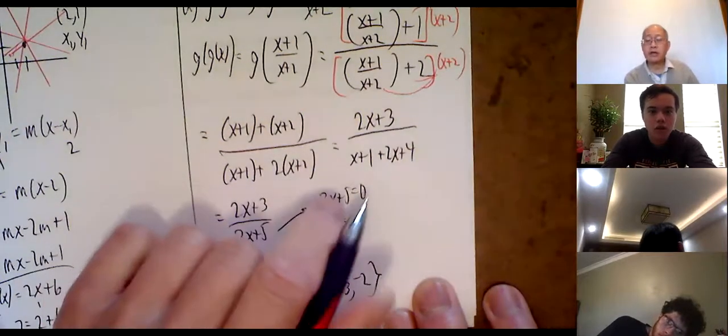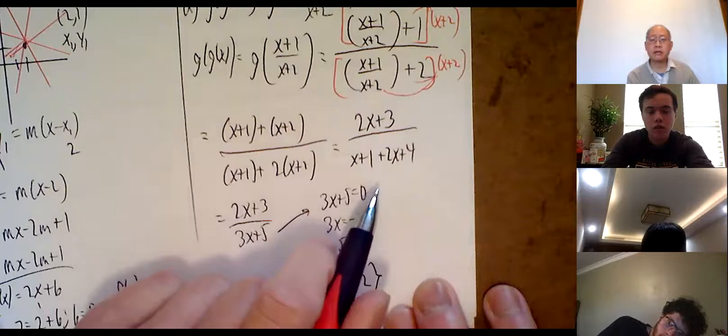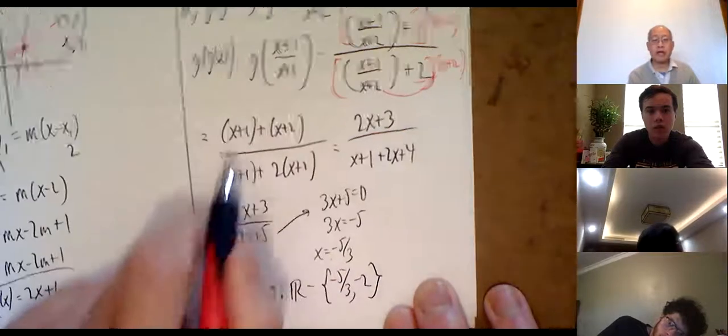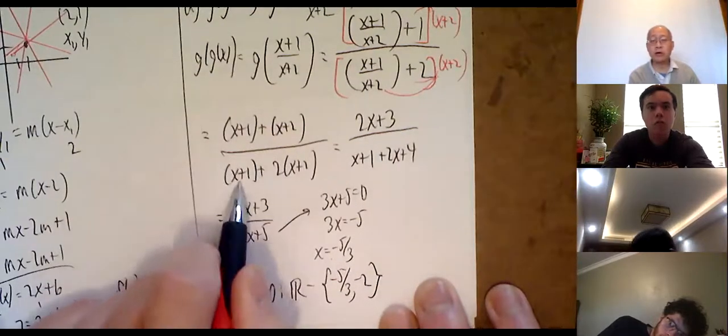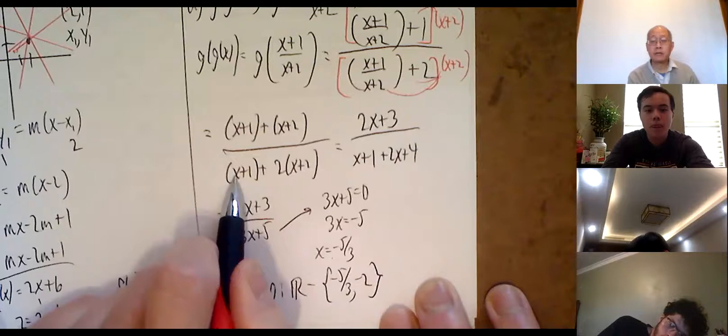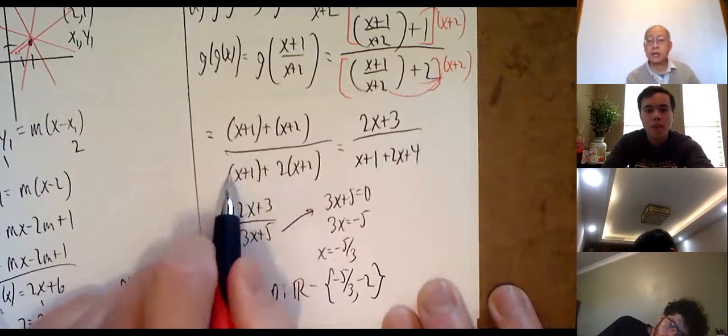Can you cancel out when you're adding? I'm not sure what you mean exactly, Joey. If you're talking about right here, like can I cancel x plus 1 with x plus 1? No, that's not allowed. It's only when it's all multiplication and division. Okay.